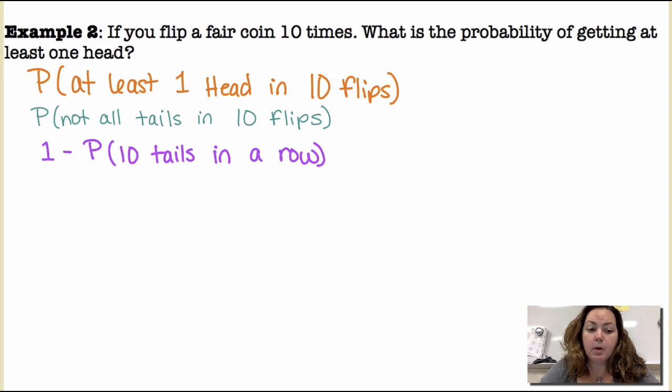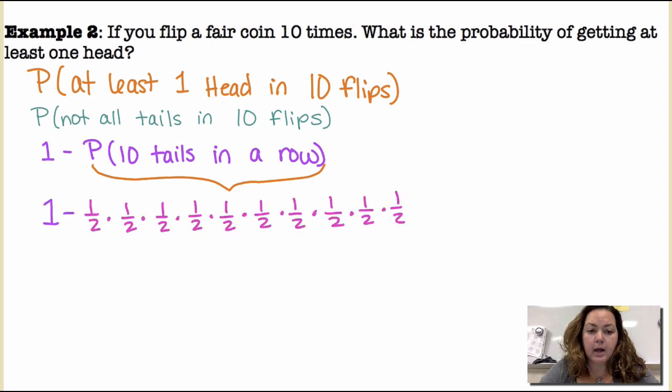So I'm going to do 1 minus the probability of getting 10 tails in a row. Okay, so getting 10 tails in a row, well, when I flip a coin, if it's a fair coin, I have a 50-50 chance of getting heads or tails. So this would be 1/2 times 1/2 times 1/2 times 1/2, 10 times. So it's 1 minus that. Instead of doing that, I could just do 1/2, which is 0.5, to the 10th power.